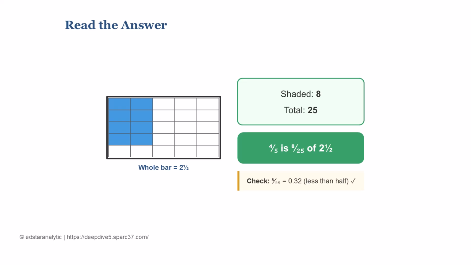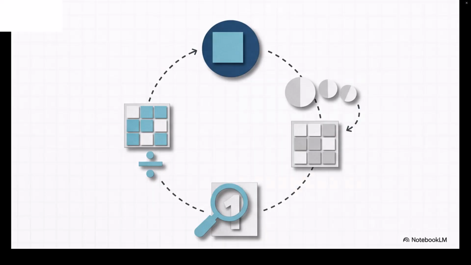And that gives us our final answer. It's the shaded boxes over the total boxes. It's just 8 over 25. 8/25. So, what fraction of 2.5 is 4/5? It's 8/25. And the coolest part is, we didn't just blindly follow some rule. We built a picture. We can literally see the answer. How cool is that? Okay, let's do a quick recap.